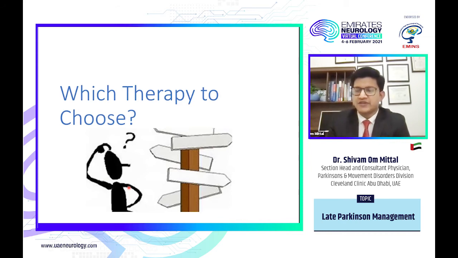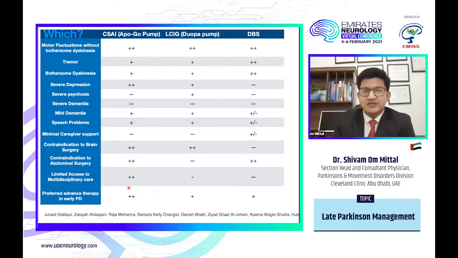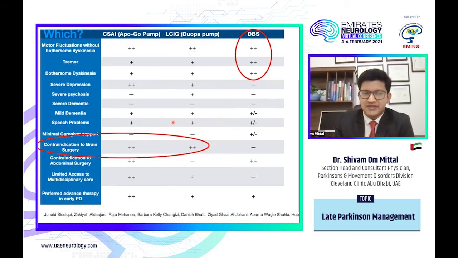Now, the question is which therapy you should choose for our patient. So if we have a younger patient who has a lot of tremor, a lot of motor fluctuations, dyskinesias, the best option will be DBS. If the patient has depression, psychosis, mild dementia, then you start thinking about the levodopa pump or the apomorphine pump. If the patient has contraindications for brain surgery, definitely you have to think about the pump therapies.